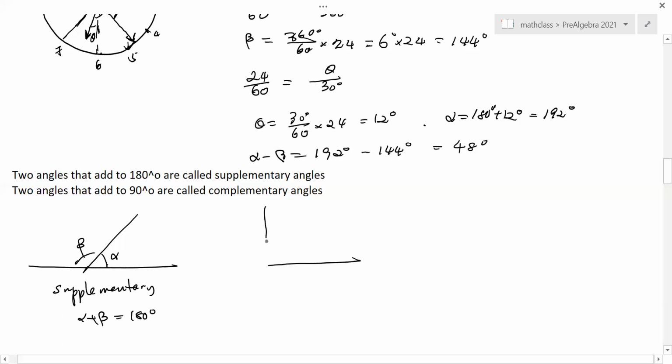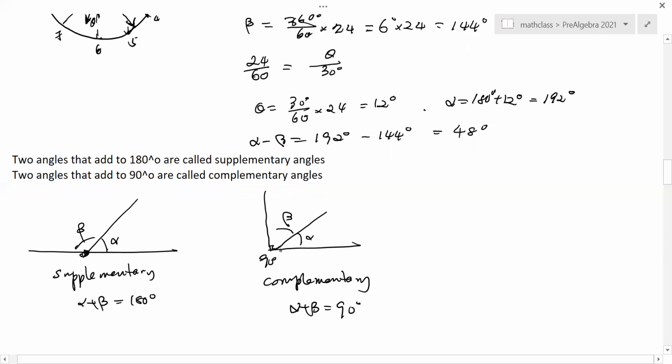Now, if this is a right angle, 90 degrees, and here's alpha and there's beta, these two angles are called complementary to each other. Alpha plus beta is going to be 90 degrees. Right, so it's just terminology; sometimes you will switch them and get confused. If the sum of the two angles is 180 degrees, they are supplementary to each other. That's just a definition.